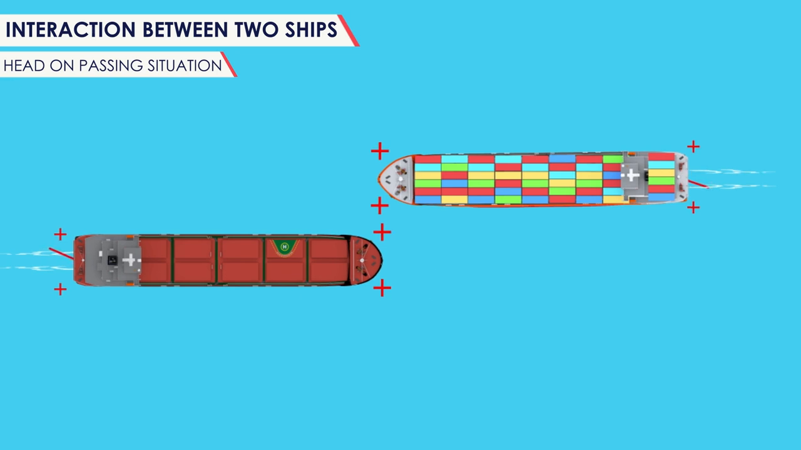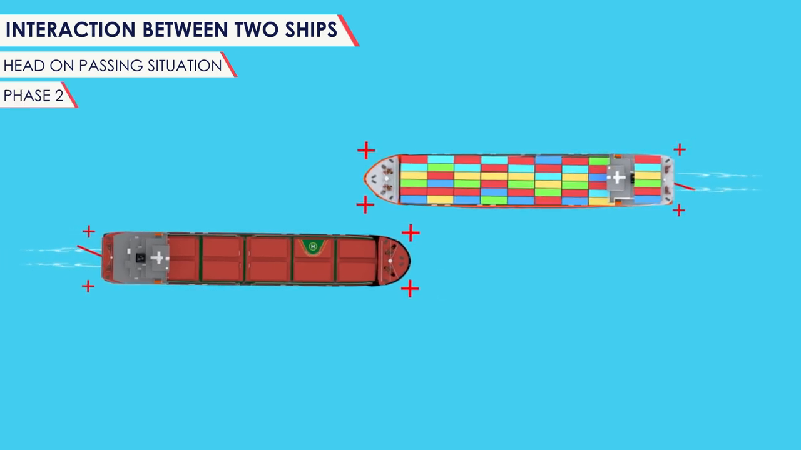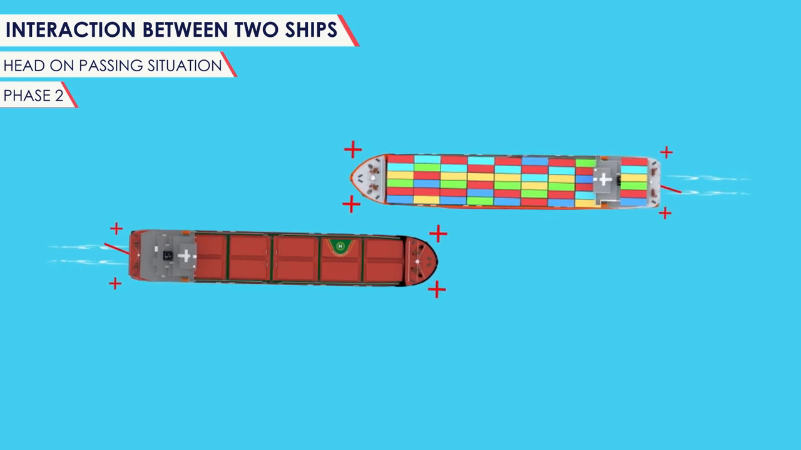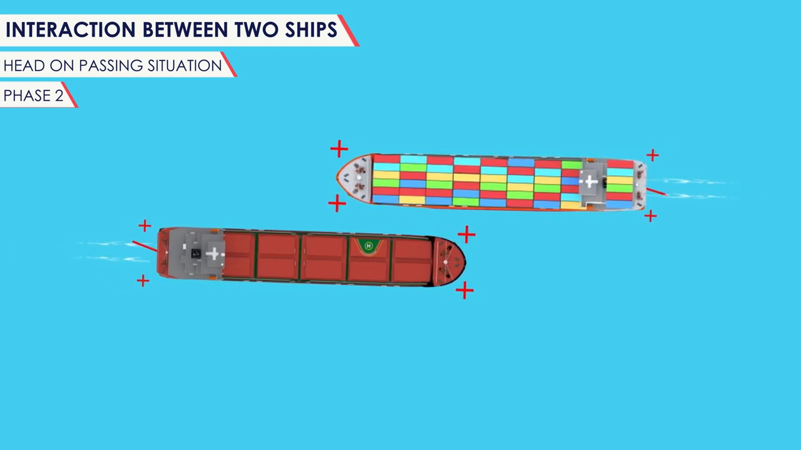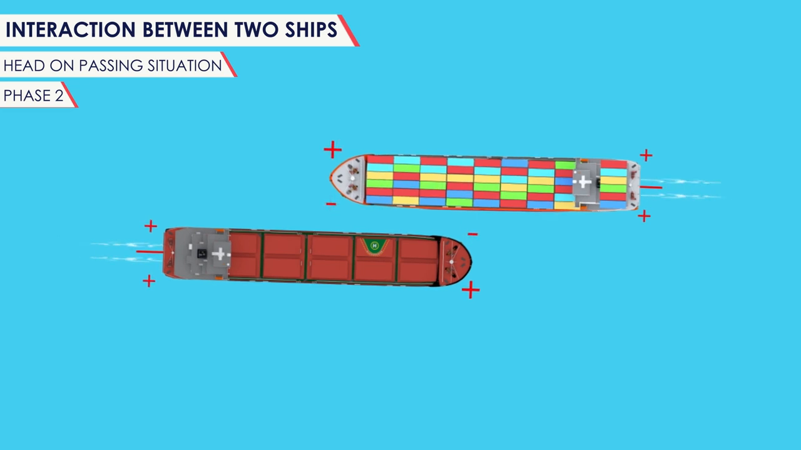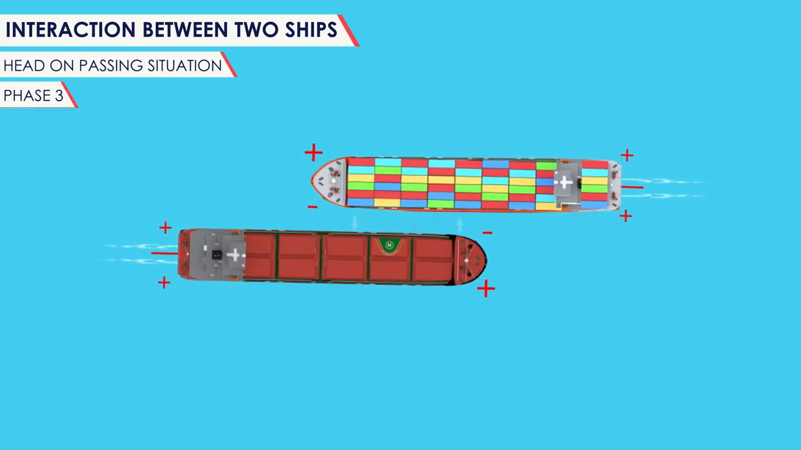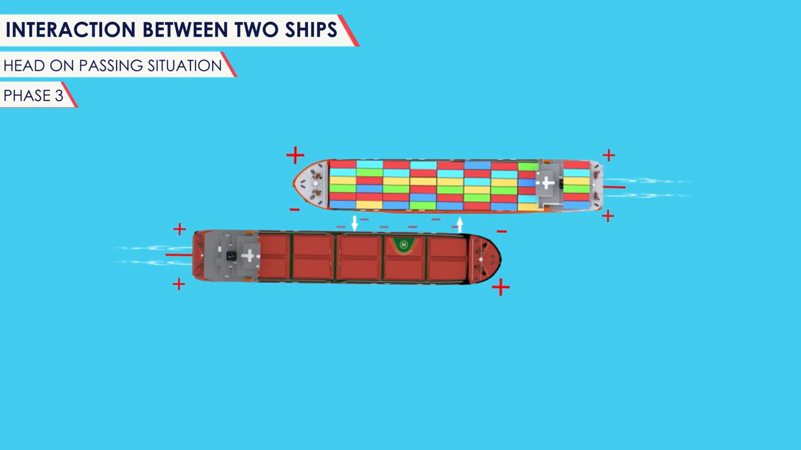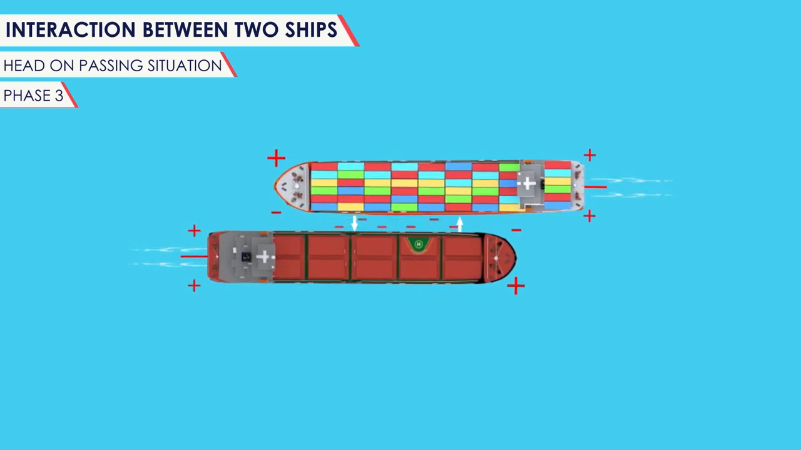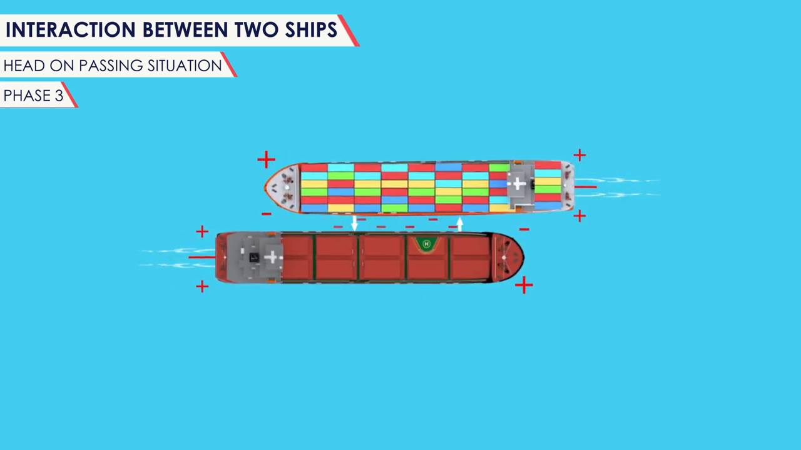In phase two, for a short interval, pressure at the bows is balanced. You may apply midship's helm or even some starboard helm to neutralize suction if required. In phase 3, both vessels are drawn together by reduced pressure between their hulls. This may cause swing to port, which should be controlled with starboard helm.